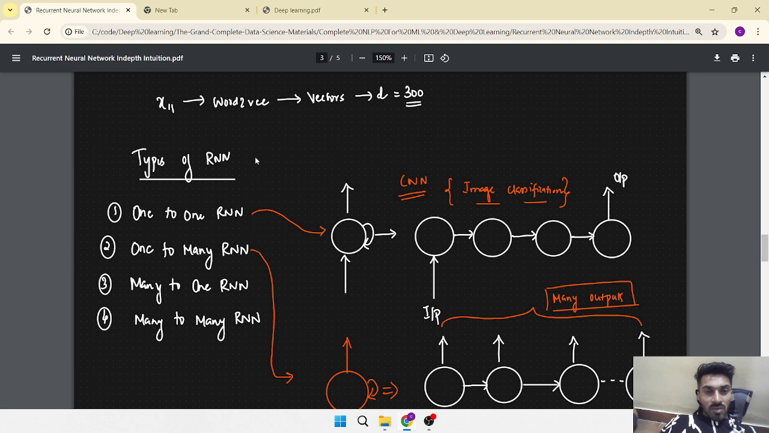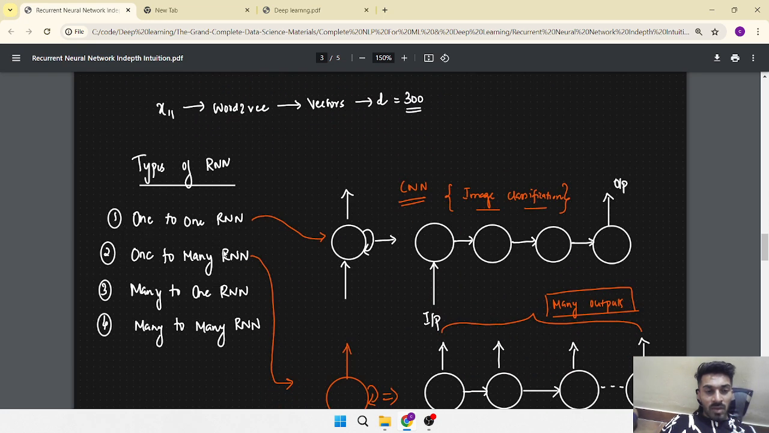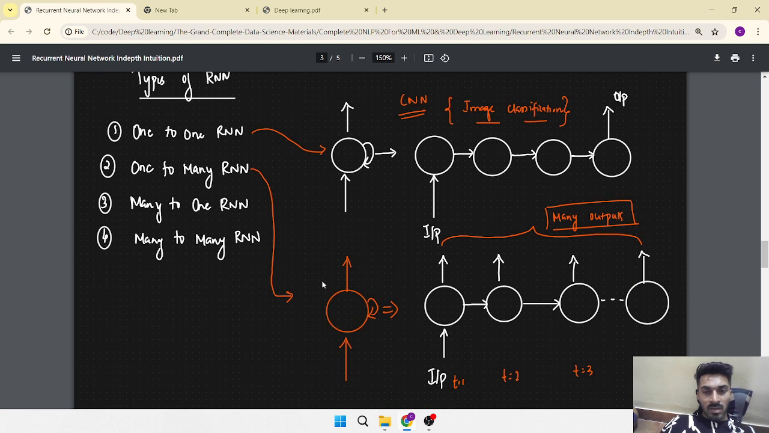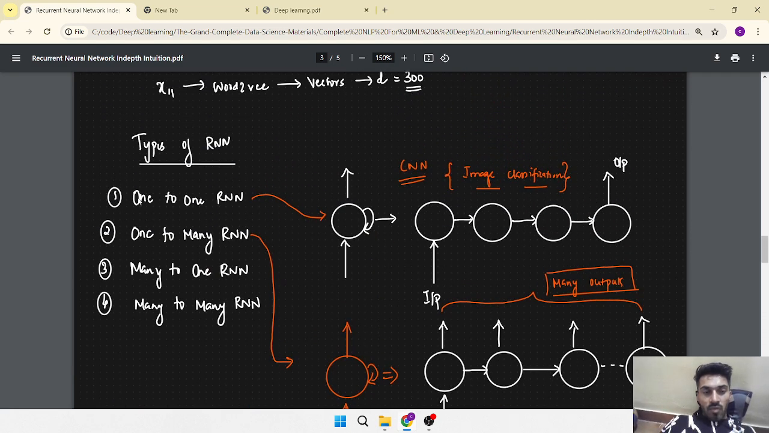And we also have to see that there are four types of RNN: one to one, one to many, many to one, and many to many RNN. So now we will see an example for each one. What is the example of one to one RNN?